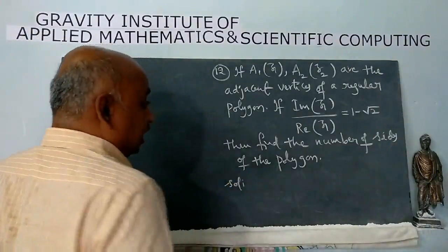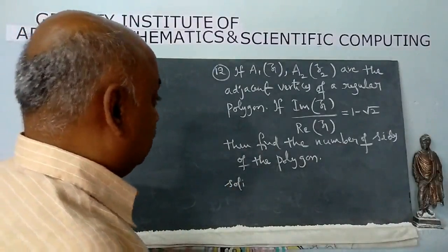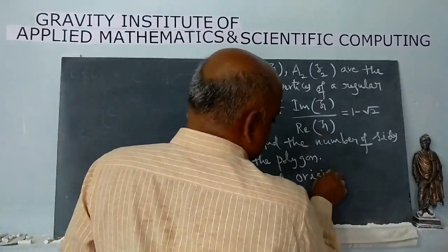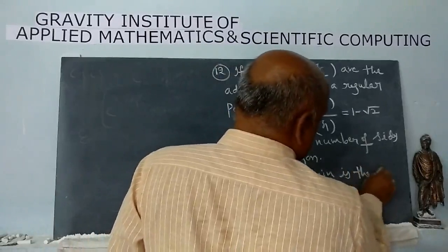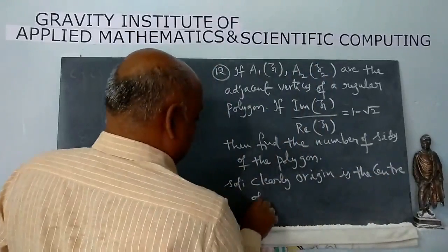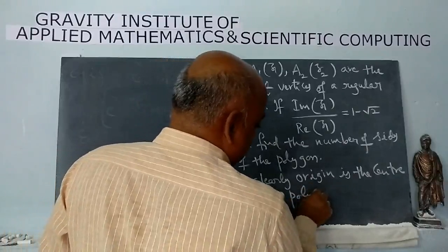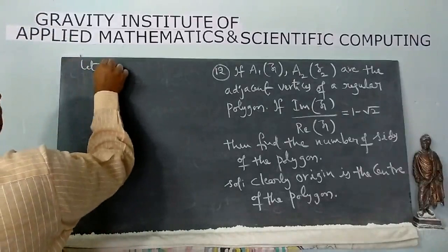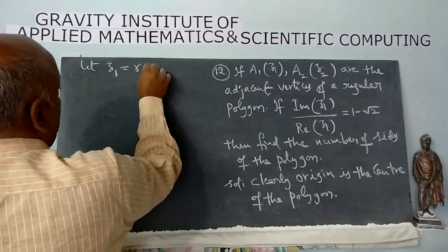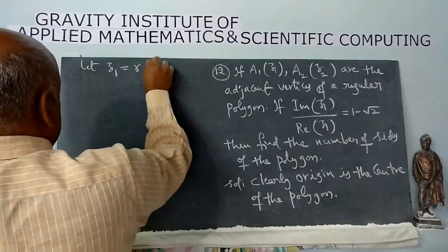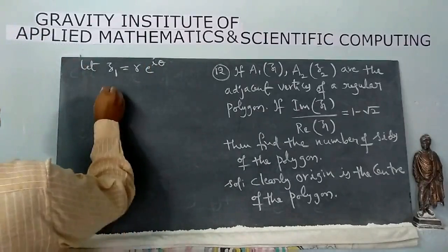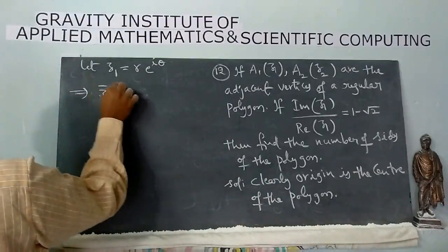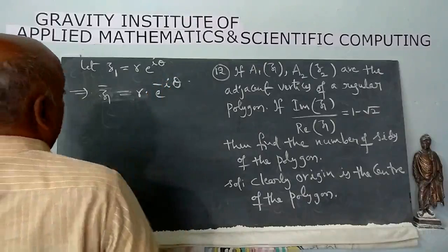Solution. It is clear that origin is the center of the polygon. Let z1 is equal to r e to the power of i theta, and this implies z1 bar is equal to r into e to the power of minus i theta.